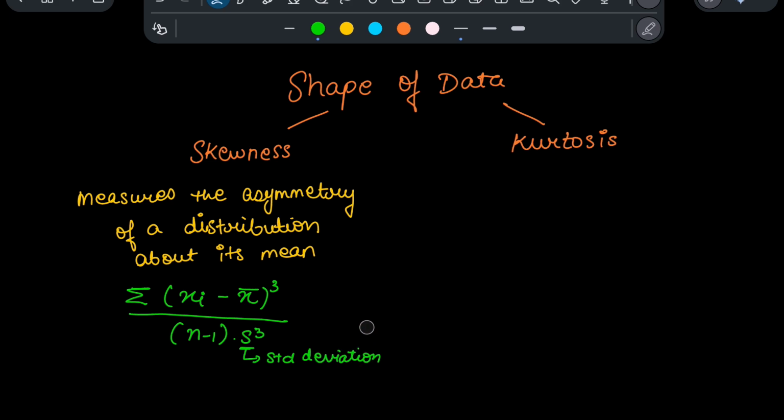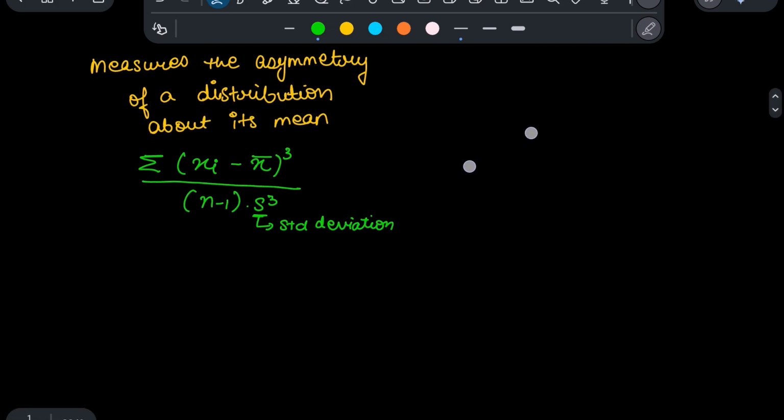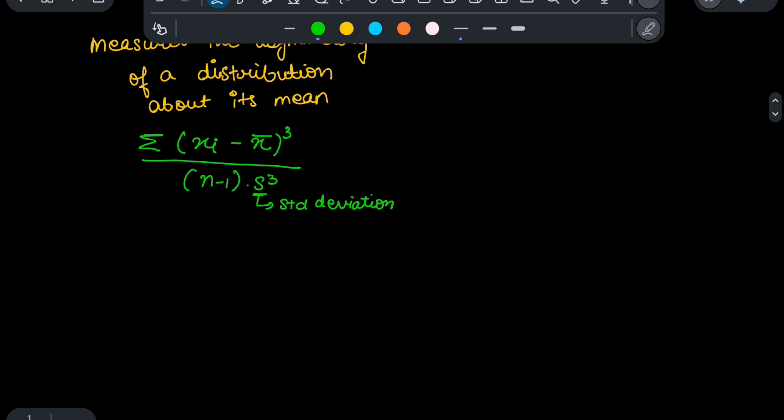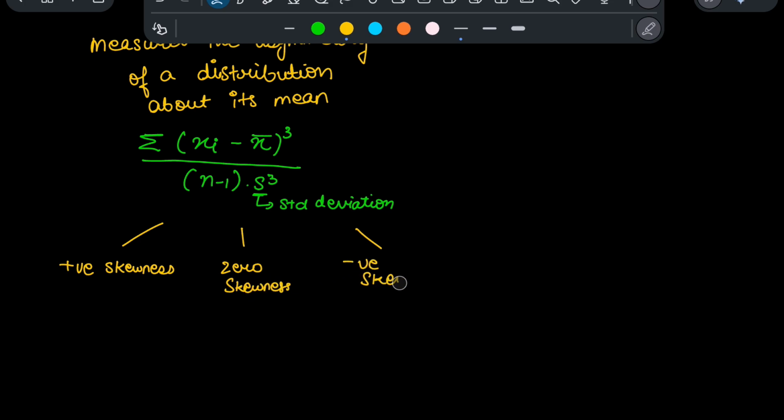Now we will talk about the types of skewness. There are basically three types of skewness. One is the positive skewness, the second one is zero skewness, and the third one is the negative skewness.